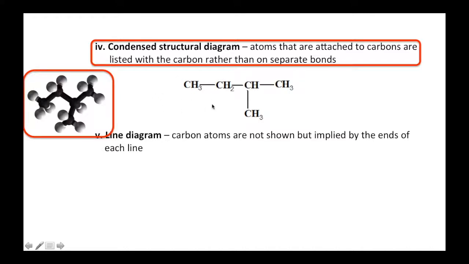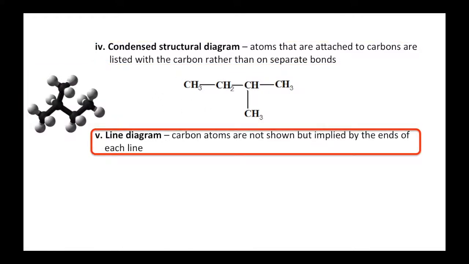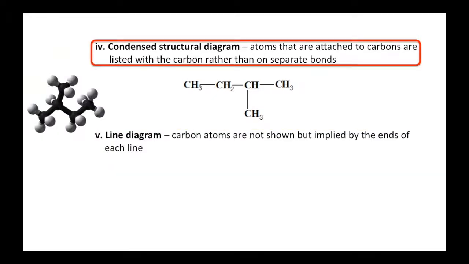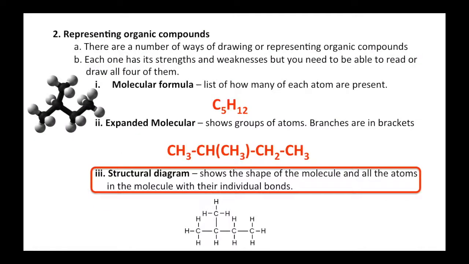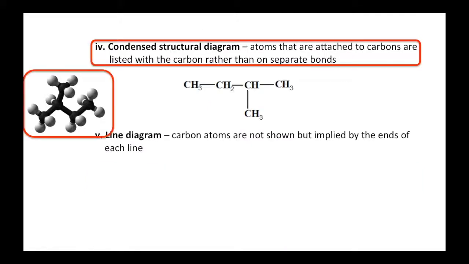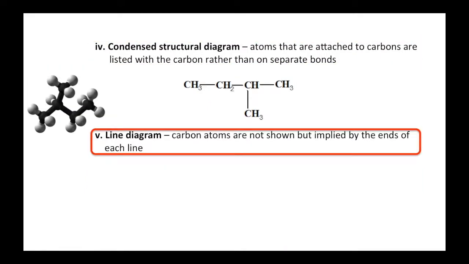Okay? Alright, and then I have line diagrams, which look like this. So here's my 4-carbon chain, and here's my branch. There's my 4 carbons, there's my branch. Alright, now in this class we're going to deal with line diagrams, condensed structural diagrams, and structural diagrams. So those three we really focus on. You have to learn how to draw all of those varieties.